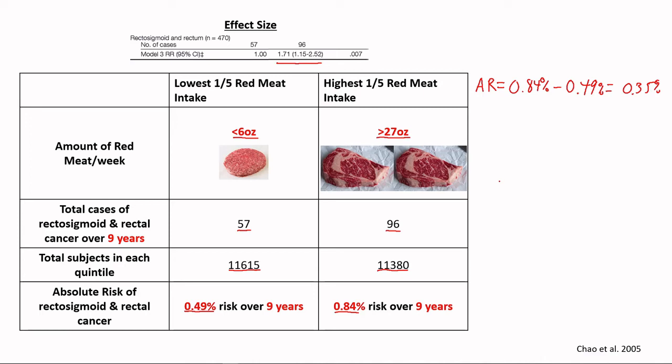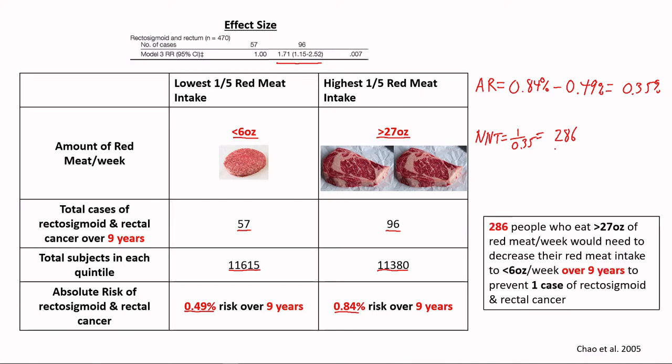To further look at effect size, let's look at the number needed to treat. The number needed to treat is simply the attributable risk or the absolute risk reciprocal, which is 1 over 0.35%, which is equal to 286. In other words, 286 subjects who ate greater than 27 ounces of red meat per week would need to decrease their red meat intake to less than 6 ounces of red meat per week over the course of 9 years to prevent 1 case of rectosigmoid and rectal cancer. This number, when taken with other issues of this paper that we've discussed, is not a large effect size and certainly not evidence of causality.